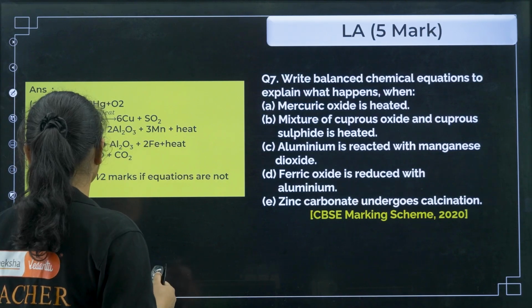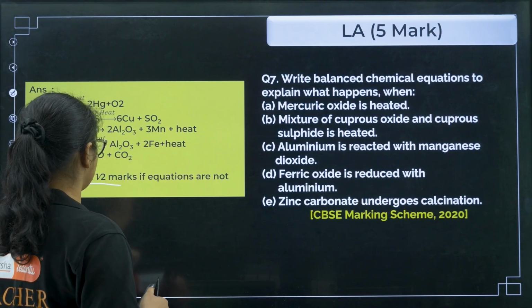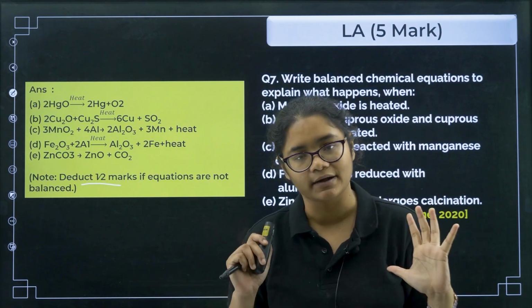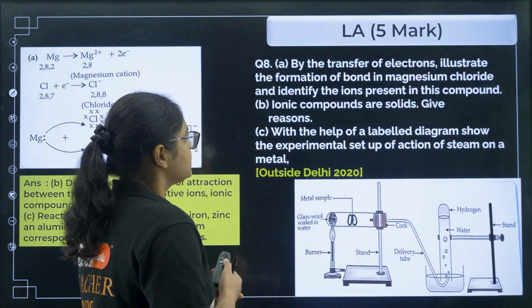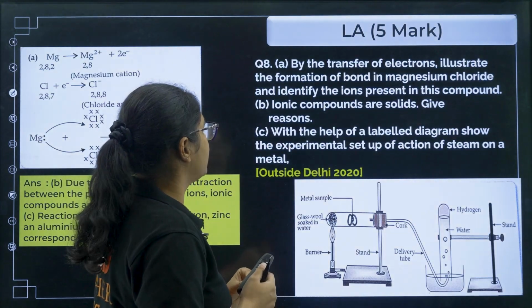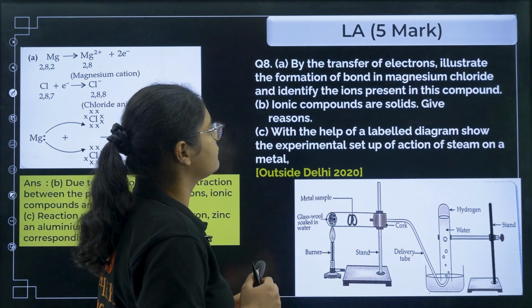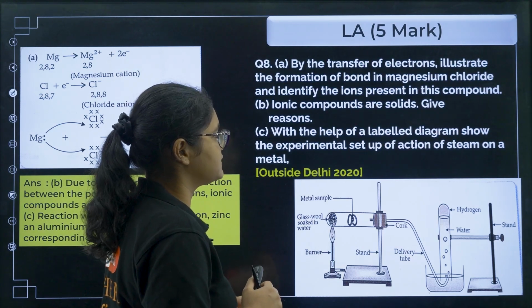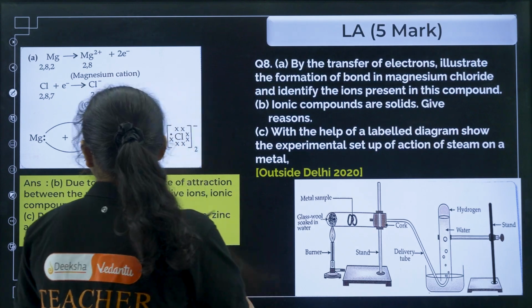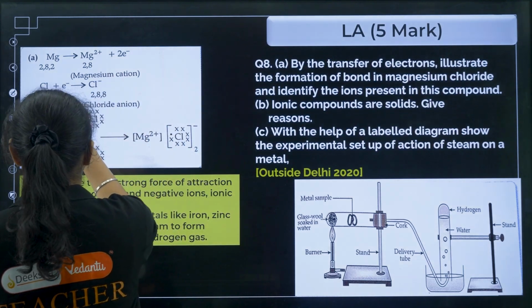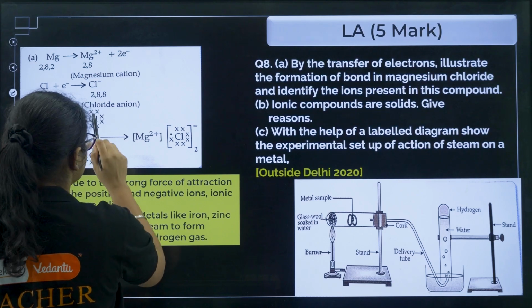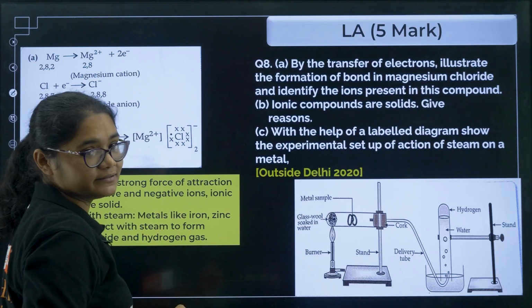So you have seen here, according to the mark scheme, you need to balance the reactions, otherwise half marks will be deducted. Next, by the transfer of electrons, illustrate the formation of the bond in magnesium chloride and identify the ions present in the compound. Magnesium gives you Mg2+, chlorine forms Cl-, then magnesium gives 2 electrons to both of the chlorine atoms and a compound is formed like this.